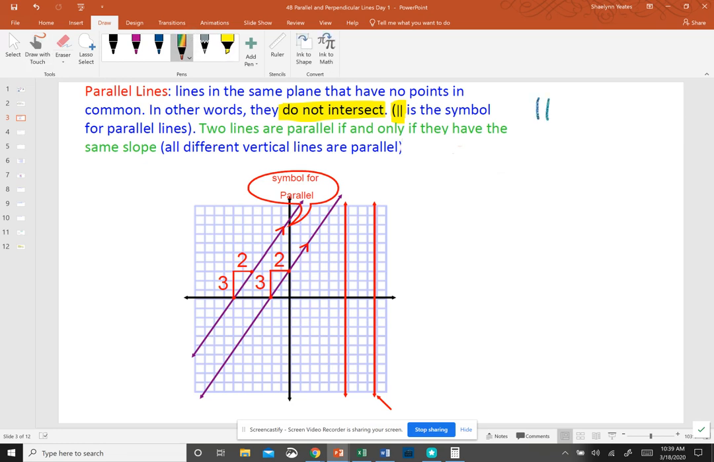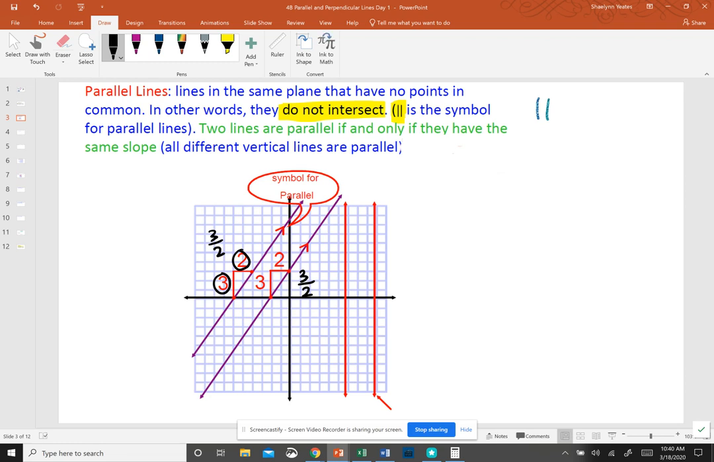That means parallel. Okay, two lines are parallel if and only if they have the same slopes. So these would both have the slope of 3 over 2. That's not a 2. 3 over 2. And this one also has a slope of 3 over 2.